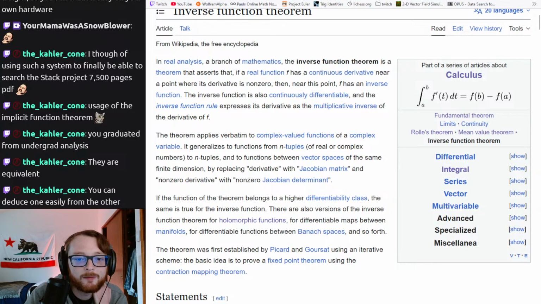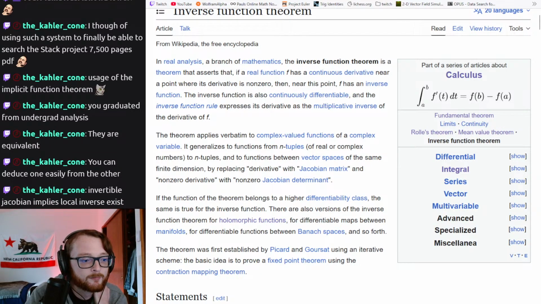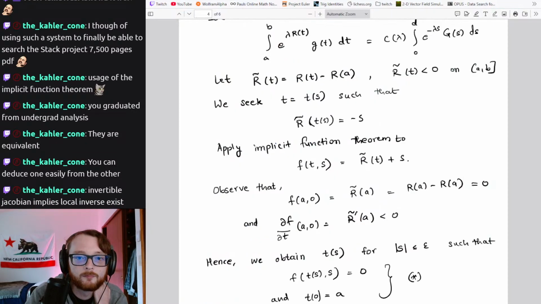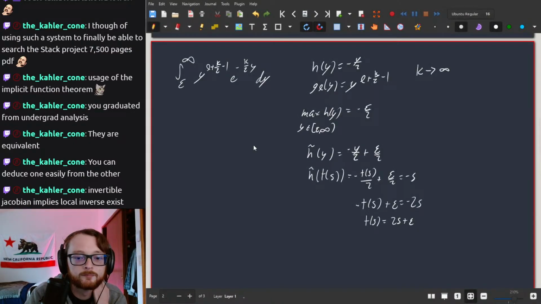For a real function, f has a continuous derivative near a point where the derivative is non-zero. Near this point, f has an inverse function. Okay, that makes sense. Yeah. That they'd be equivalent. Okay, so we found our change of variables.